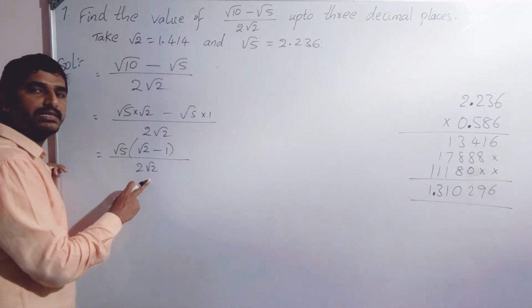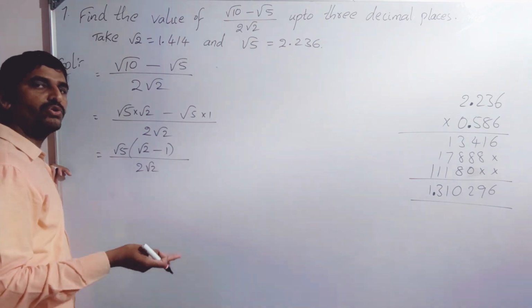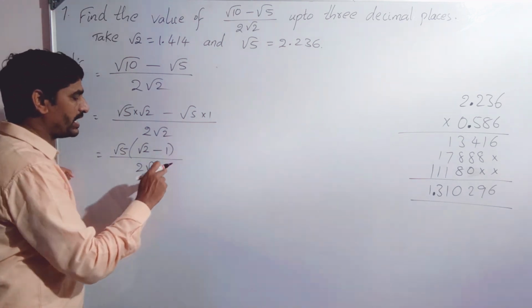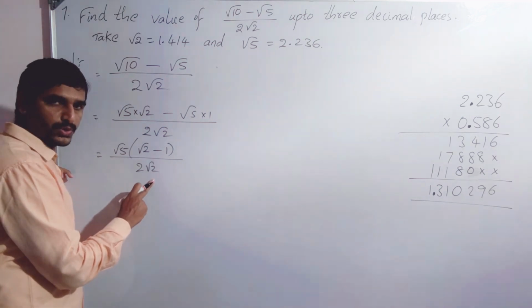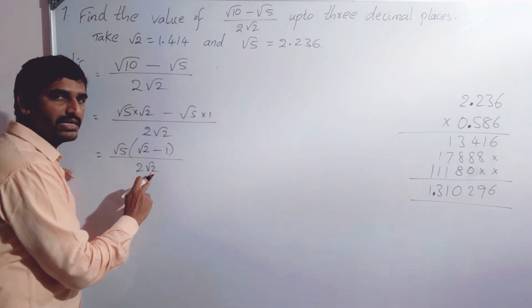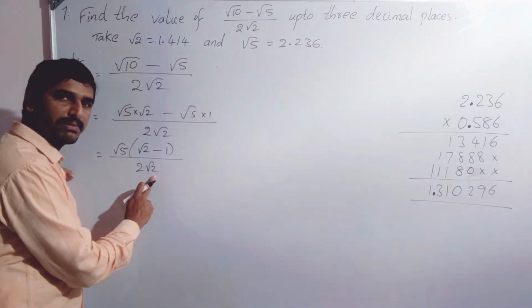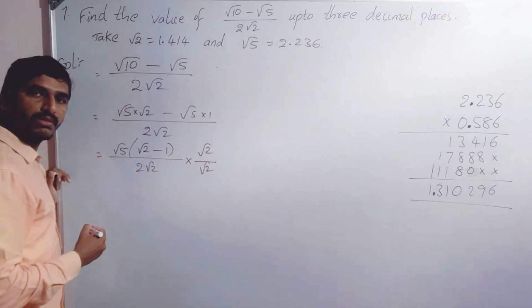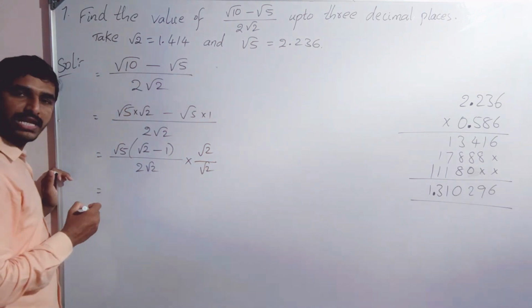Now the denominator should be rationalized. To rationalize that, multiply and divide with the irrational part. Here root 2 is there, 2 into root 2. What is the irrational part? Root 2 is the irrational part. With that, multiply and divide. We will get the denominator as a rational number.